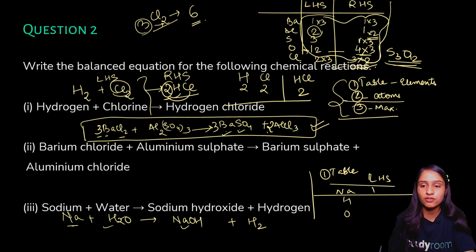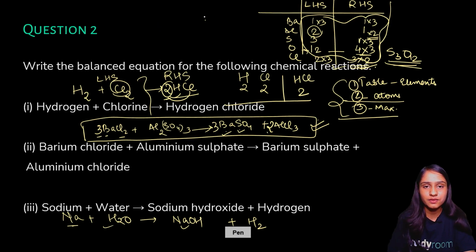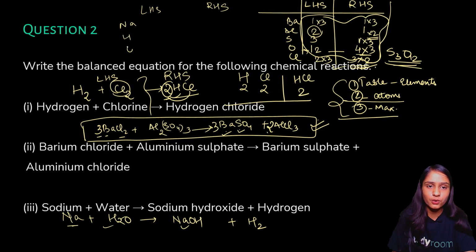This is like the scoreboard of any cricket game. Okay, I will just write it here. LHS, RHS. Na: scoreboard 1 and 1. H: here it is 3. In left hand side it was 1. No, it was 2.